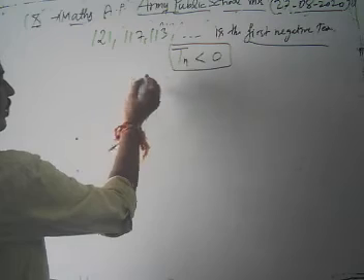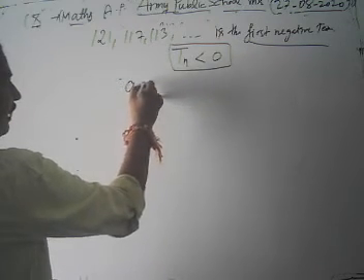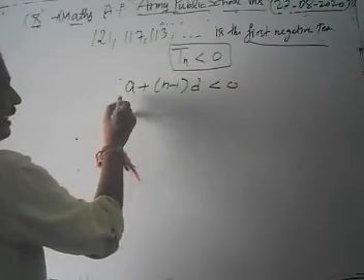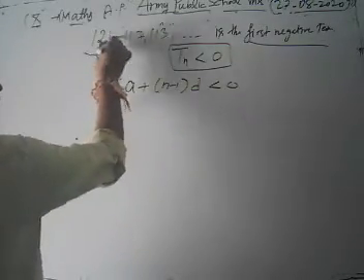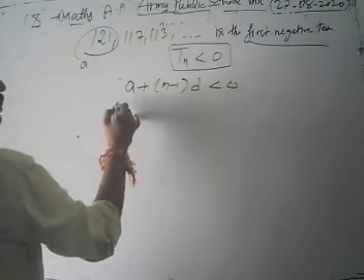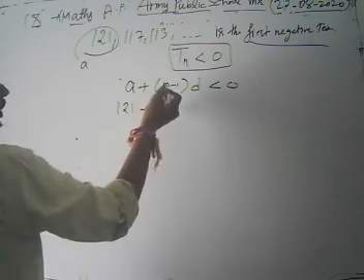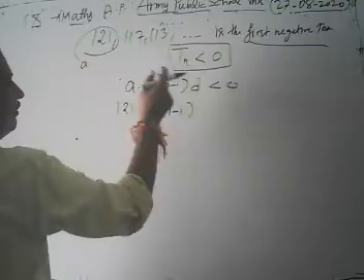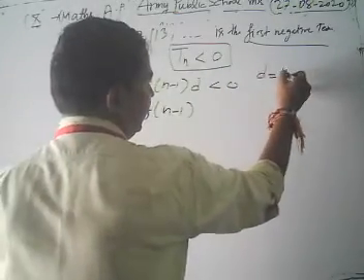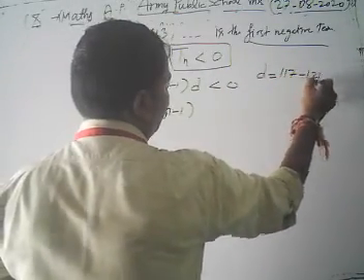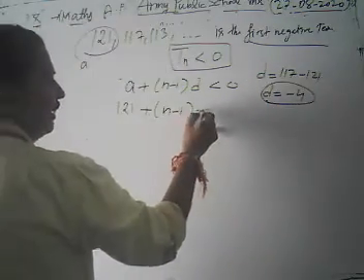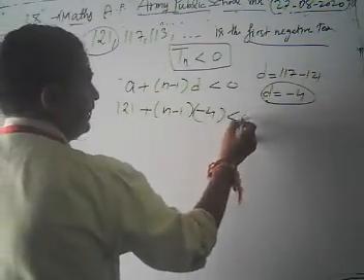What is our Tn? Tn is given by a plus (n minus 1) d less than 0, where a is the first term, which is 121. We have to find the value of n. What is d? Second term minus first term, 117 minus 121. The value of d is minus 4.